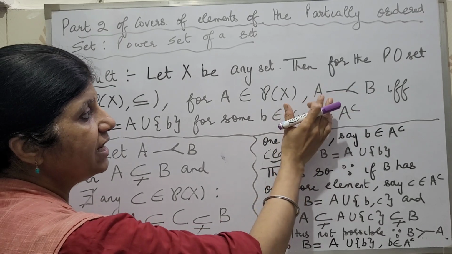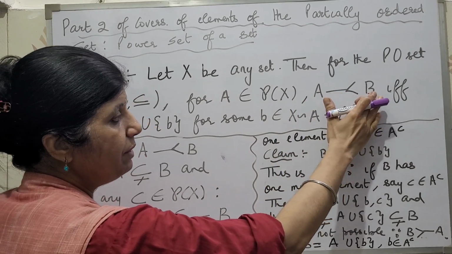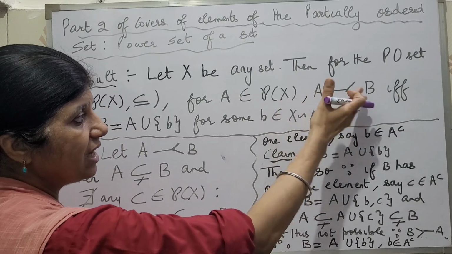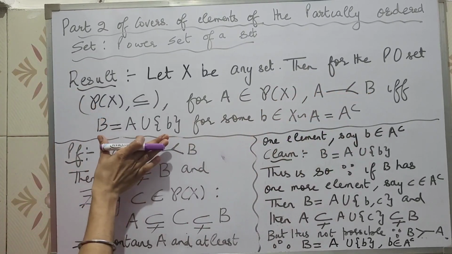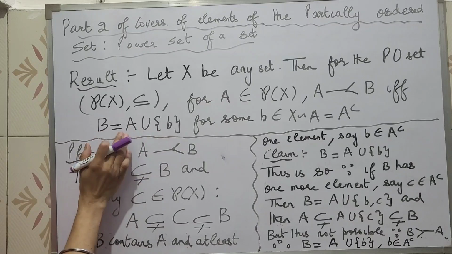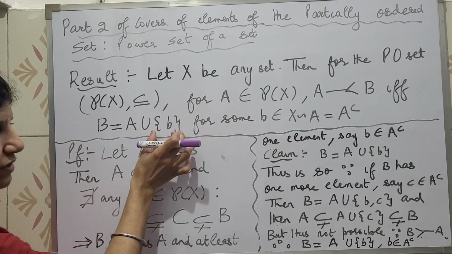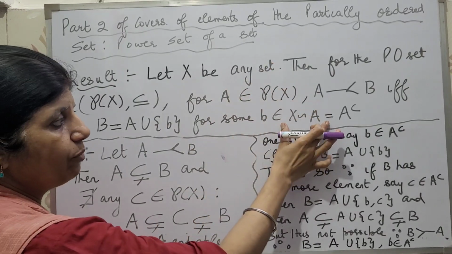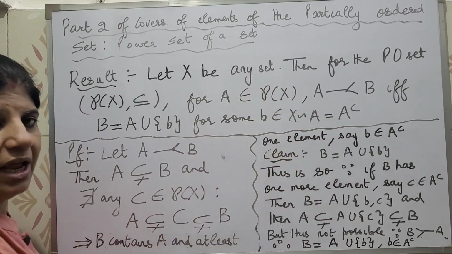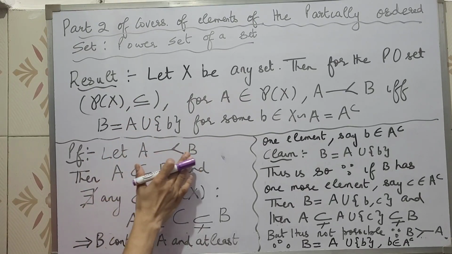The first part is that if A is covered by B, which means that if the element B belonging to the power set of X is a cover of the element A belonging to the power set of X, then B should be of the form A union singleton b, a set consisting of a single element b, where b can be any element from the complement of A in X. So let me start with the first part. Let us suppose that A is covered by B.